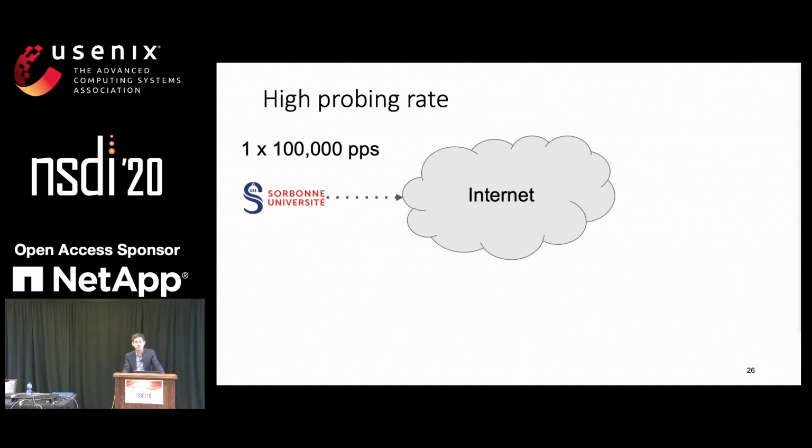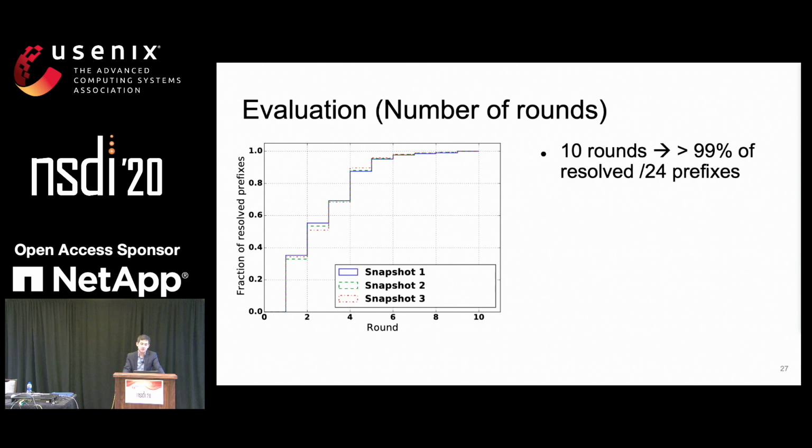We have deployed the Diamond Miner system on one machine at Sorbonne University, and we have limited ourselves to 100,000 packets per second. The first result that I want to share with you is Diamond Miner's capacity to resolve the prefixes, meaning its capacity to achieve the same level of statistical guarantees that the classic multipath approach would have. On the x-axis of this graph, you have the number of rounds, and on the y-axis, you have the CDF of the resolved prefixes. We show the results on 3 snapshots of Diamond Miner that have been taken during a week. We can see that 10 rounds are enough to resolve more than 99% of the prefixes. So what we can say is that Diamond Miner manages to obtain the same level of statistical guarantees as the classic approach.